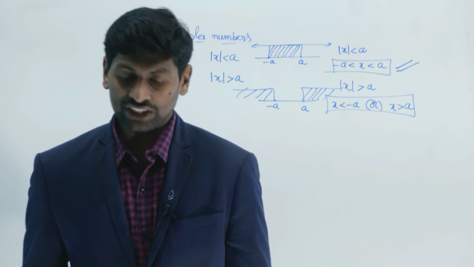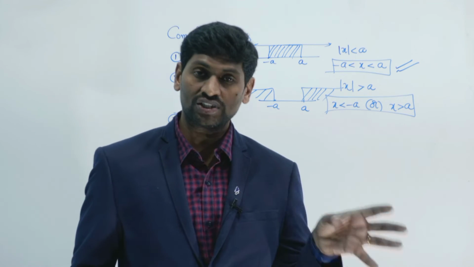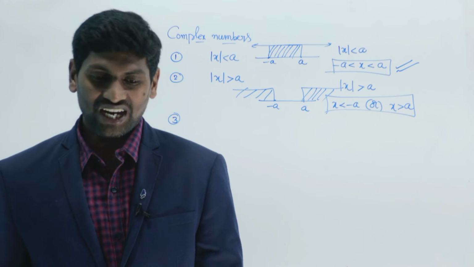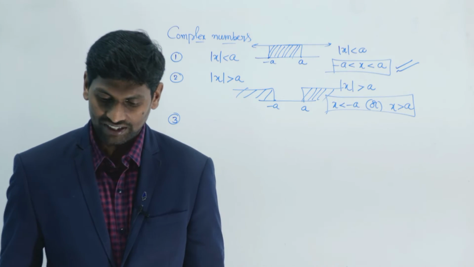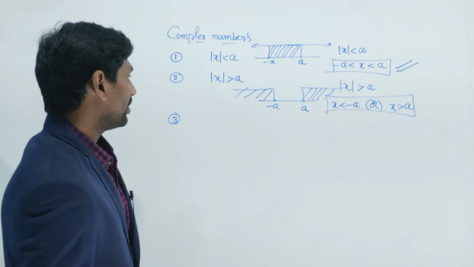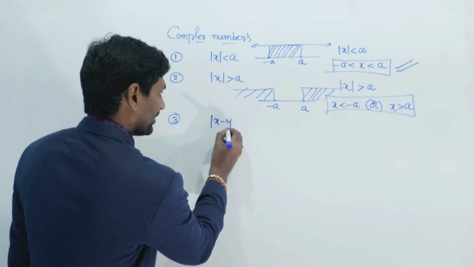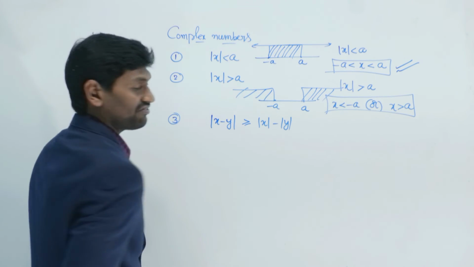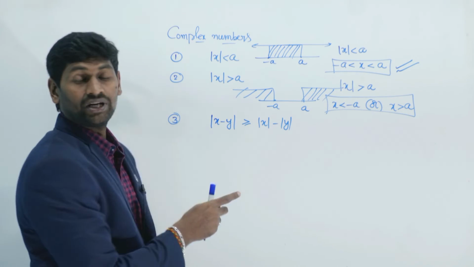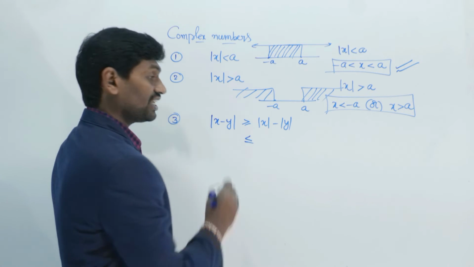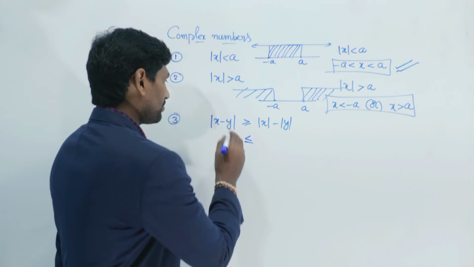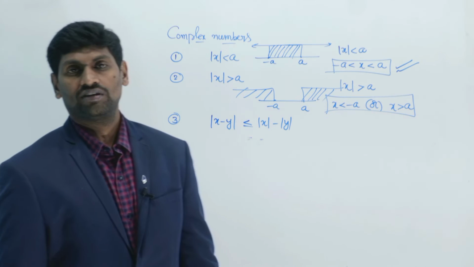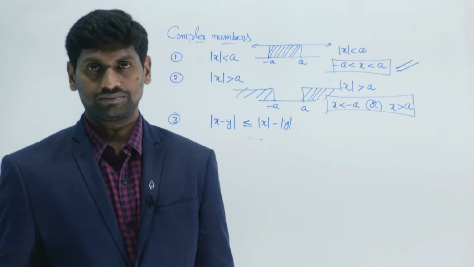Second option: modulus of xy is equal to modulus of x into modulus of y. That is also true. The third option: modulus of x minus y is greater than or equal to modulus of x minus modulus of y is the actual solution, but in the option less than or equal to is given. So that's why this option is wrong. We are asked to find the wrong option.